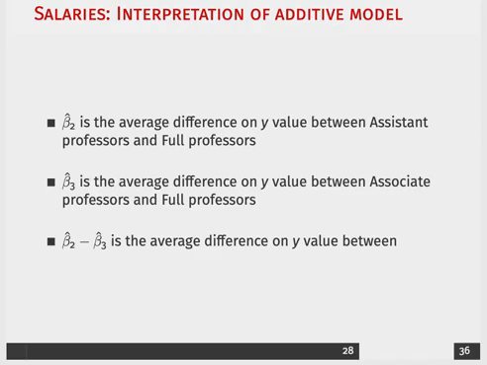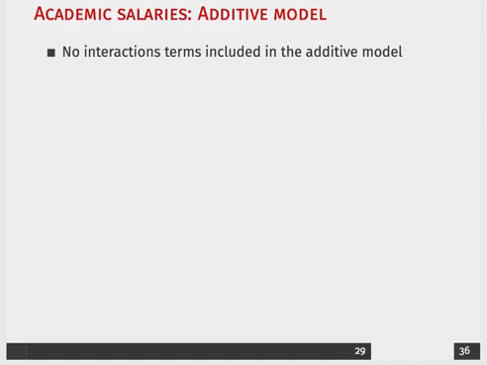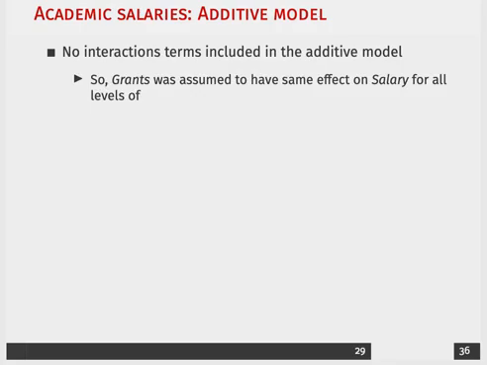Then the difference between our beta 2 and beta 3 is the average difference of our salaries between associate professors and assistant professors, right? So remember, because we're using an additive model with no interactions, grants are assumed to have the same effect on salary for all levels of, I'll pause for dramatic effect, rank, right? So this model is going to give us three parallel lines. The only difference between these lines is going to be where they cross the y-intercept.